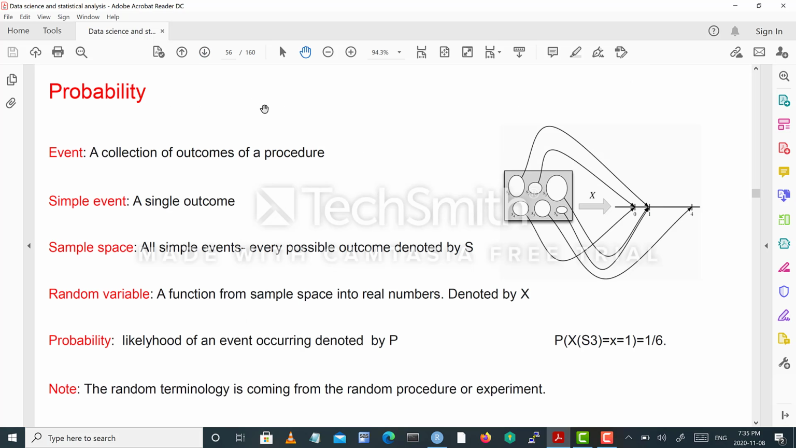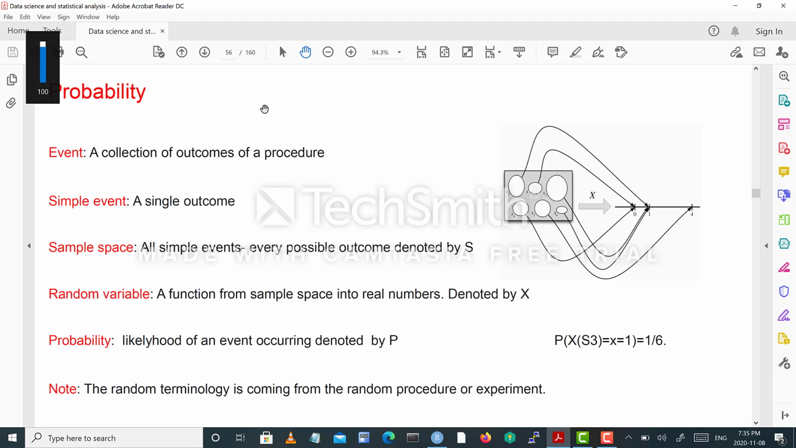Probability. An event is a collection of outcomes of a procedure. A simple event is a single outcome. Sample space is all simple events, every possible outcome, denoted by S. Every possible outcome means all possible outcomes, not just one individual. A random variable is a function from the sample space into real numbers, denoted by X.